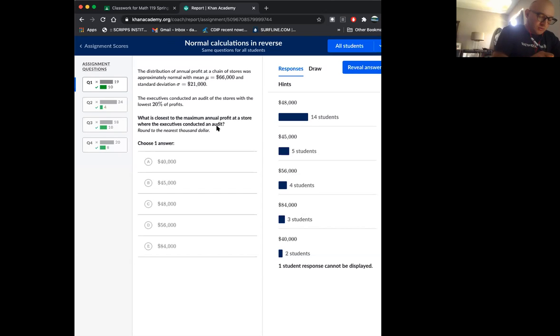So on the notes here, which you can't see, I'm drawing a bell. I always like to sketch it out because it helps me visualize. So I'm drawing a bell shape. I know the middle of the bell curve is 66,000. And the standard deviation is 21,000. So plus or minus 21,000 tells me roughly the width. But I want to capture an area, and I'll show you this picture in a second. I want to capture an area that contains the bottom 20%.